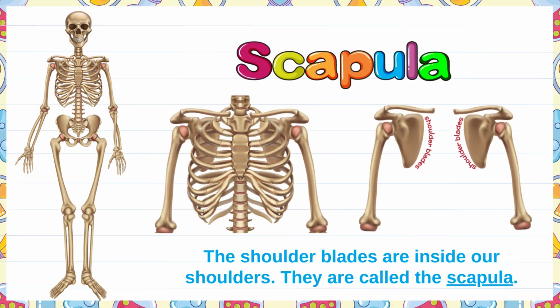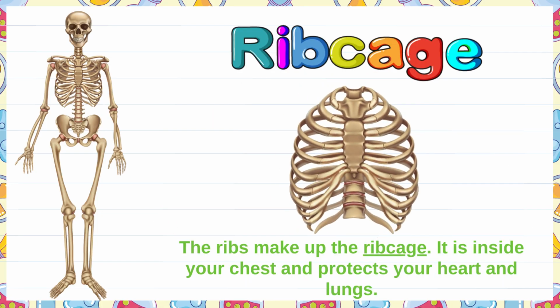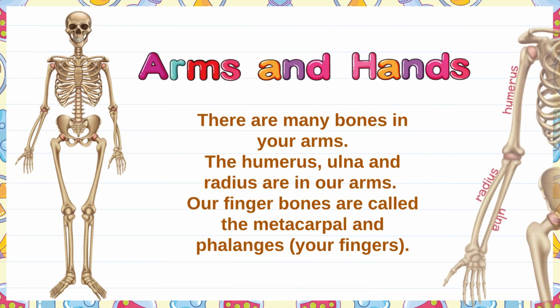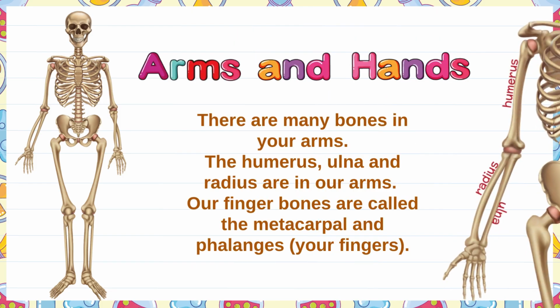The shoulder blades are inside our shoulders. They are called the scapula. The ribs make up the rib cage. It is inside your chest and protects your heart and lungs. There are many bones in your arms. The humerus, ulna, and radius are in our arms. Our finger bones are called the metacarpals and phalanges.